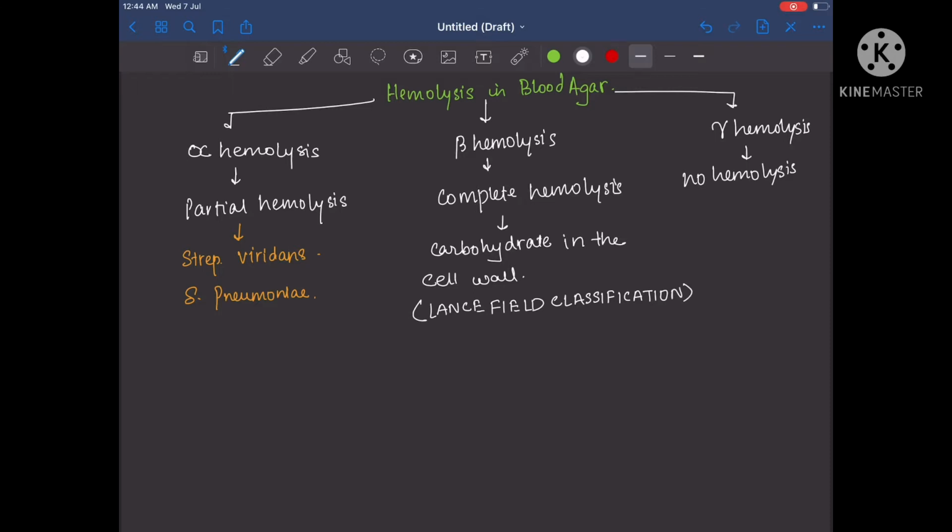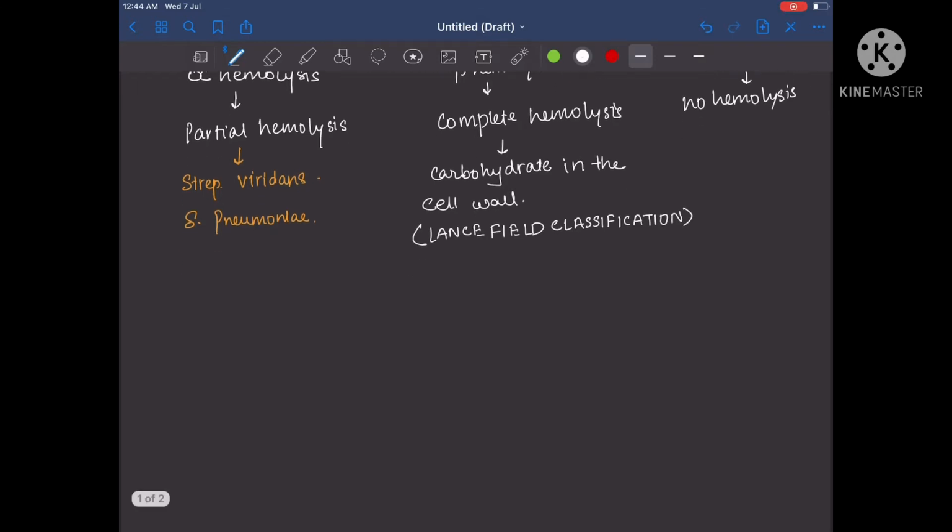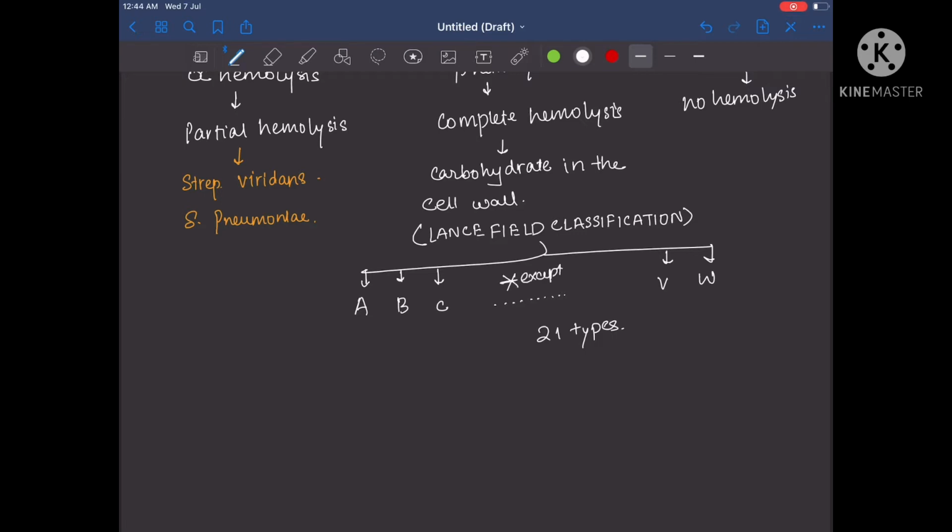And in this classification, there are 21 types of bacteria named according to the alphabet, starting from A, and it goes up to letter W. So it comes up to 21 types, starting from A, B, C, up to letter W. Very important thing to note is that there is no alphabet I and J. So I'll write there is an exception of letters I and J.